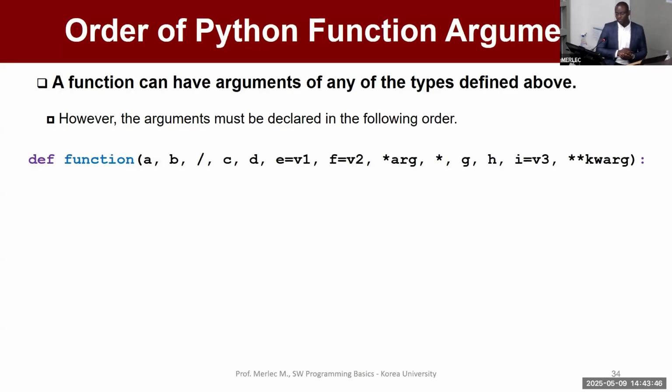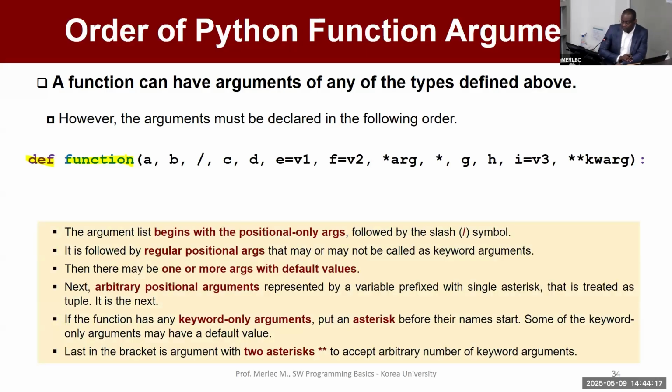So to summarize on the Python function argument and the order, here I've provided how the arguments must be declared within the Python function. Here's the order to follow. When you define the function with def and the function name, in the parentheses, you can define a bunch of arguments as formal parameters. The first type is the positional only parameter.